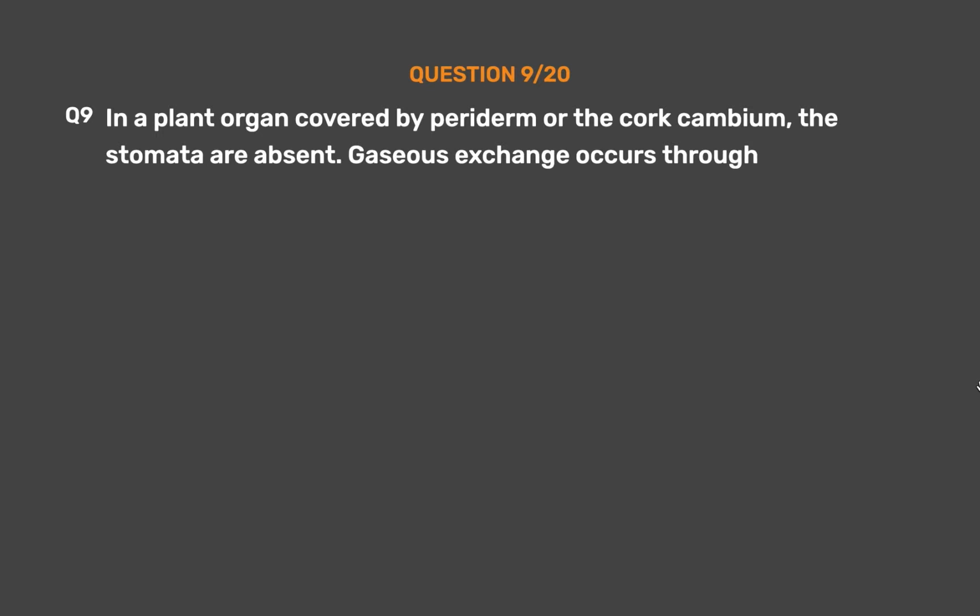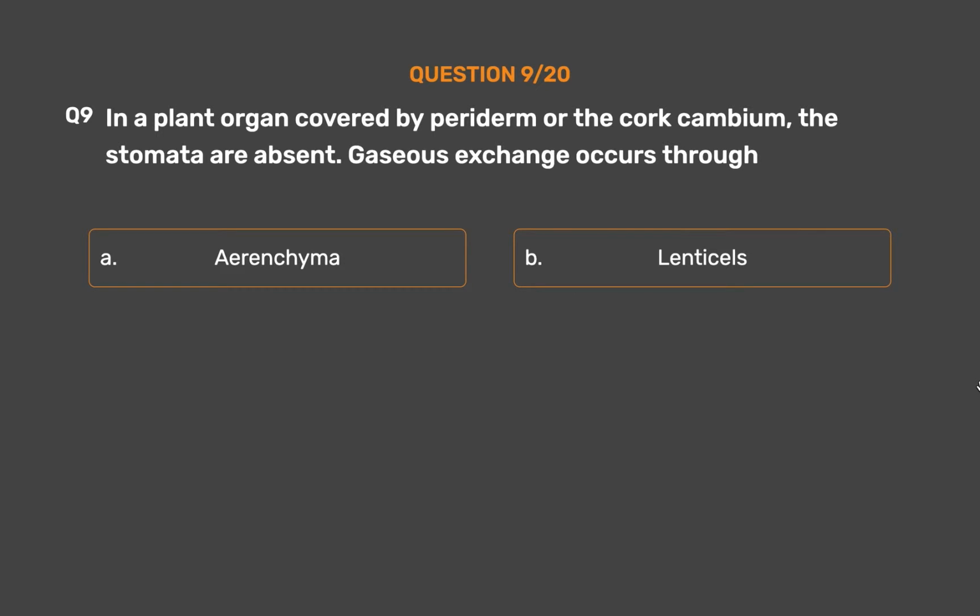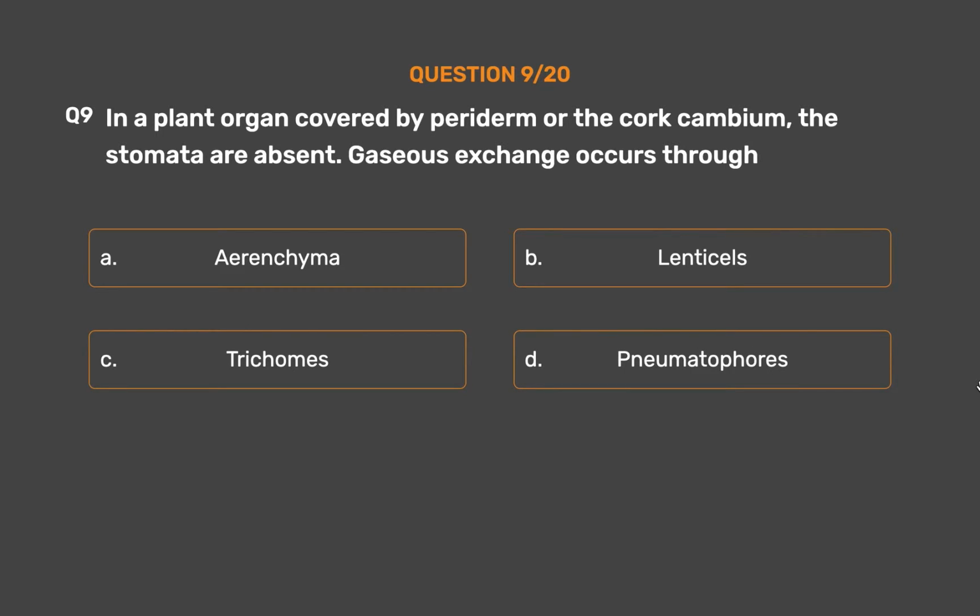Question number 9. In a plant organ covered by periderm or the cork cambium, the stomata are absent. Gaseous exchange occurs through option A. Parenchyma. Option B. Lenticels. Option C. Trichomes. Option D. Pneumatophores.